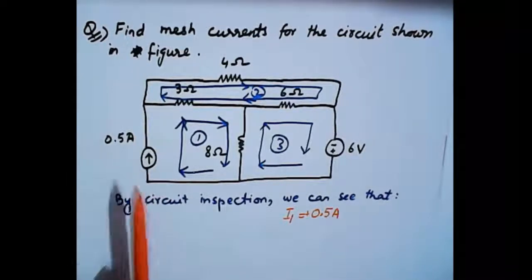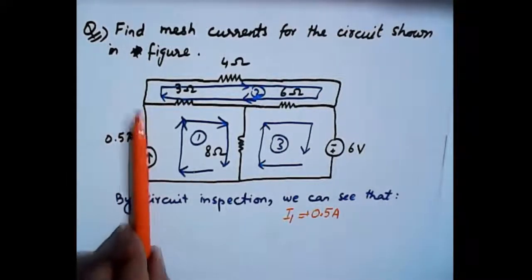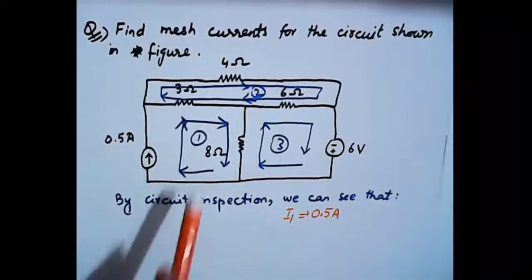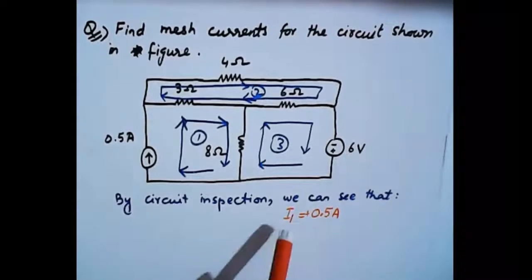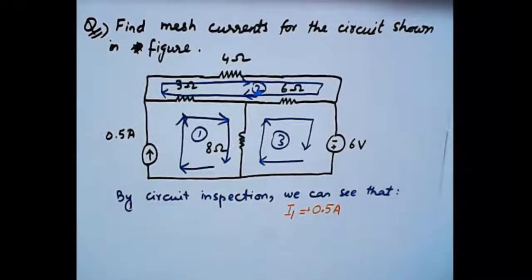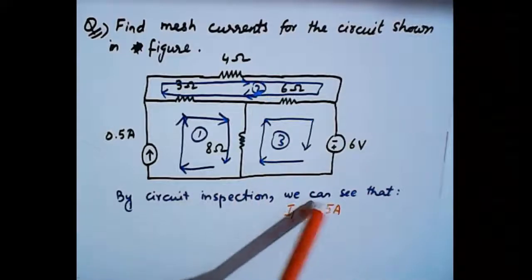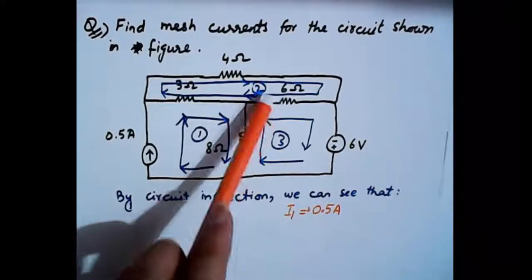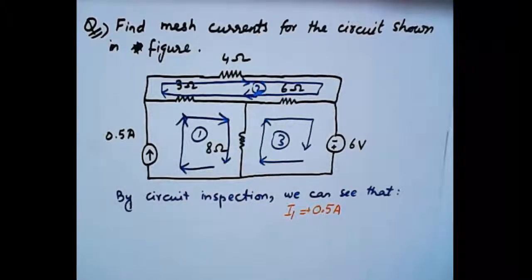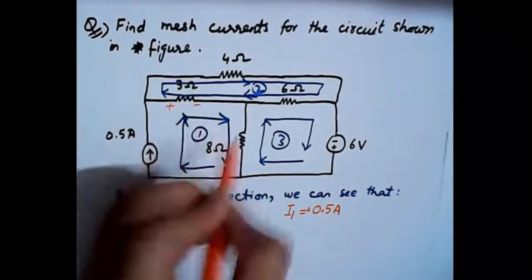You can see that the direction of this 0.5 ampere current is upward, and the direction of I1 current is also upward, so the mesh current will become equal to the source current, right? So now since we have already got the value of one mesh current, we will be needing only 2 equations, right? We won't be needing any third equation, but we still need to mark the polarities.